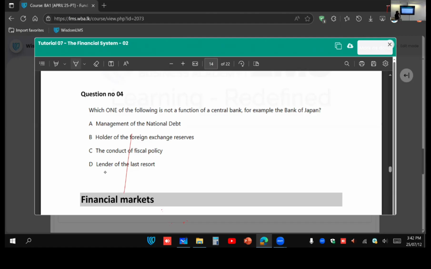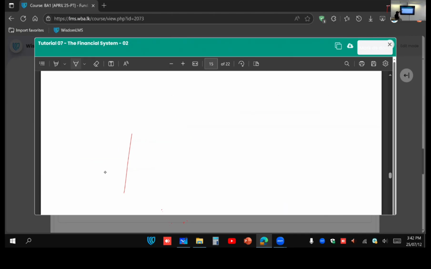Management of the national debt, holder of the foreign exchange reserves, conduct of fiscal policy, lender of last resort. Which is the answer? C. Fiscal policy means taxes. The taxation part is not governed by the central bank. Right? It's with the government.